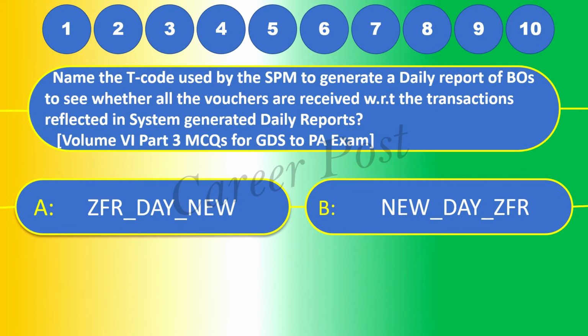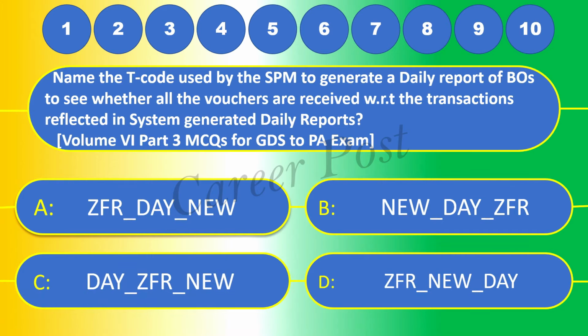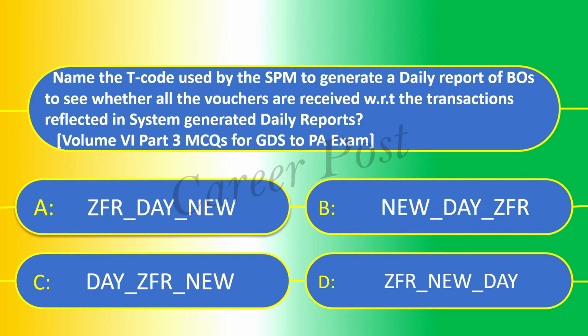Next question. Name the T code used by the SPM to generate daily report of BOs to see whether all the vouchers are received with reference to the transactions reflected in the system. A. ZFR_day_new. B. New_day_ZFR. C. Day_ZFR_new. D. ZFR_new_day. Your time starts now. You have to identify the T code for daily account reports of BOs. The answer is ZFR_day_new.